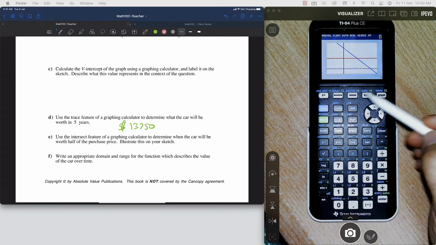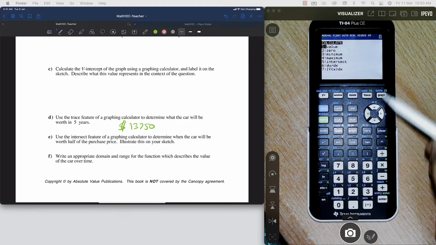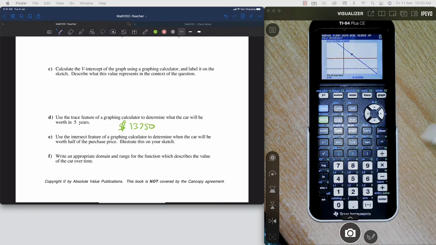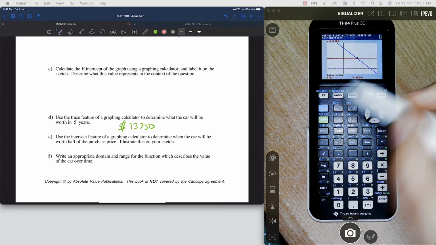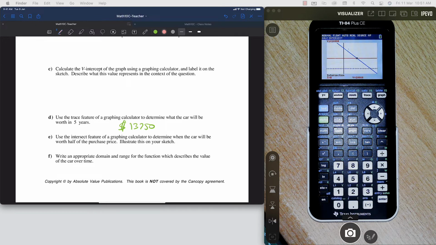So I'm going to go into second trace, which is calculate. What am I trying to find? Number 5, which is an intersection, and it tells me to go a little bit left of the intersection and go down to the other line. So I'm on the other line, hit enter and enter, and here it says the car will be worth 10,000 when x, which is t, the number of years, equals 8. Okay, so this one happens to be 8 in this case.